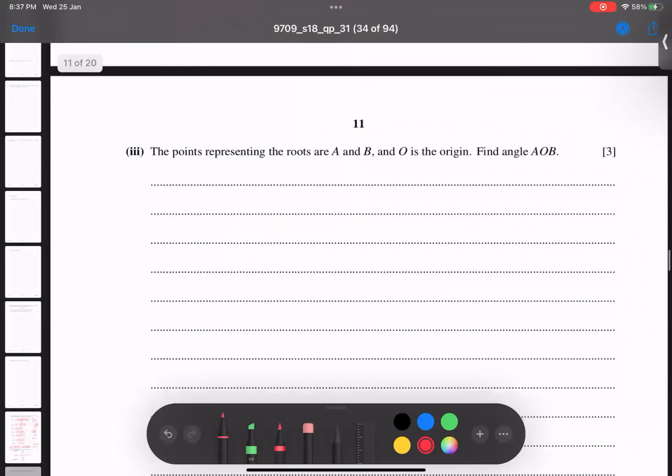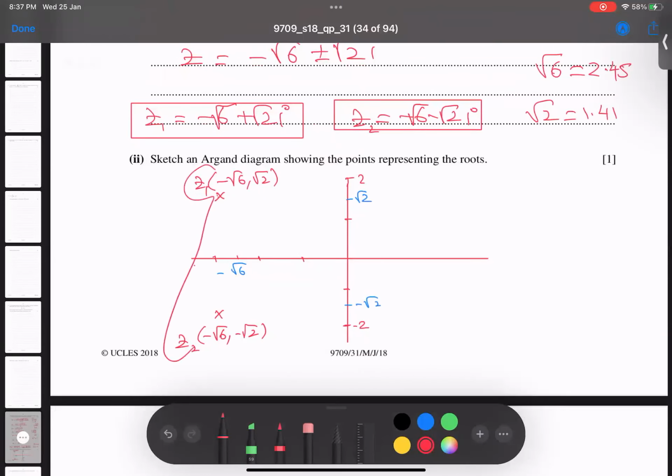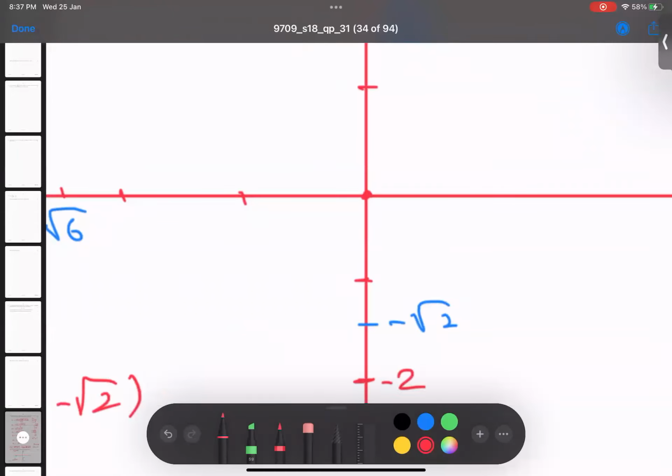Now what is he asking here? Points representing roots A and B. So, repeat again, A and B. So I can label it not Z1, Z2, I change the plan. According to his demand, A and B. So I label here A, I label here B, and this is the origin, I label as O. Okay.